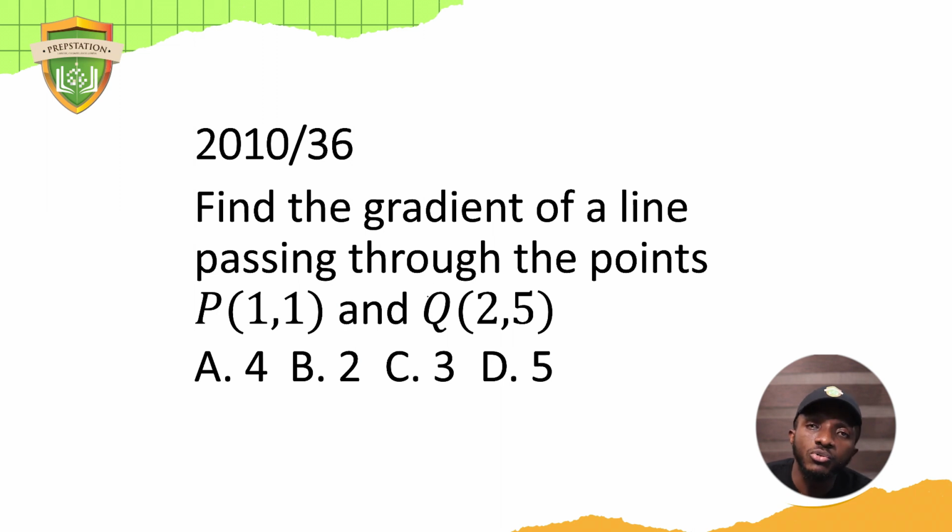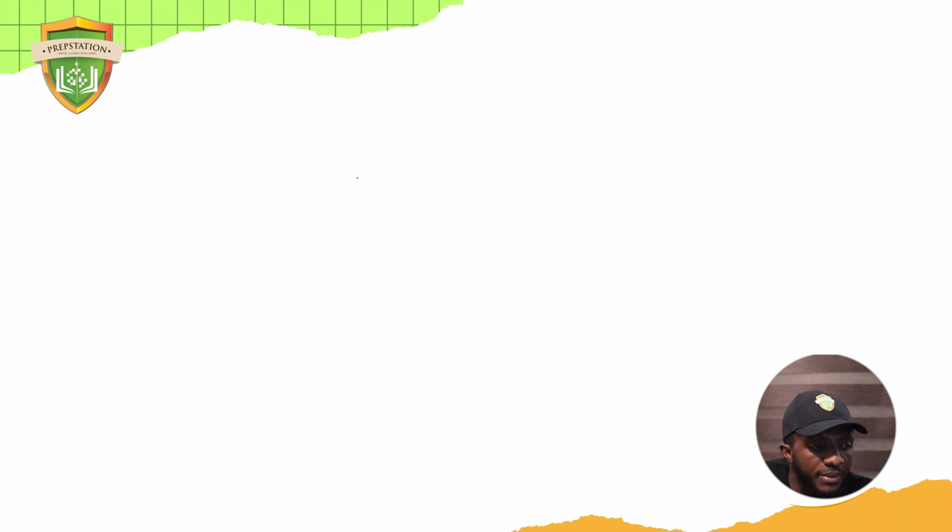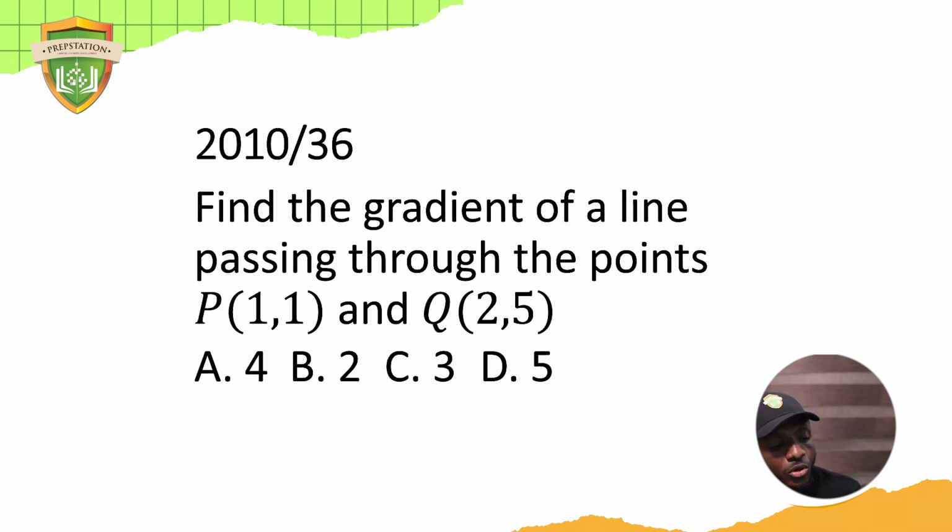Now, here we go. 2010, number 36, says find the gradient of a line passing through the points P 1,1 and Q 2,5. So now let's go. This is a gradient question. This is the coordinate geometry. Find the gradient of a line passing through the points P 1,1 and Q 2,5. So let's go. P is 1,1. Q is 2,5.